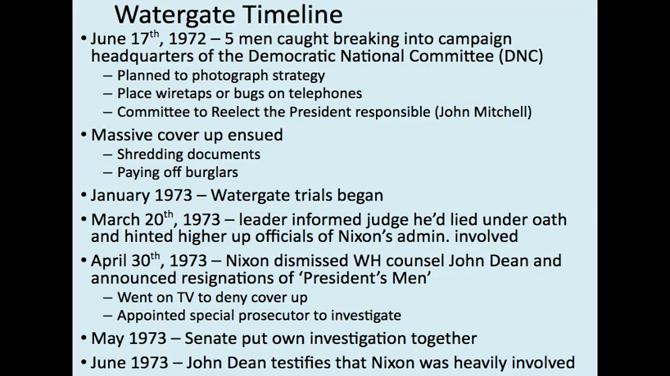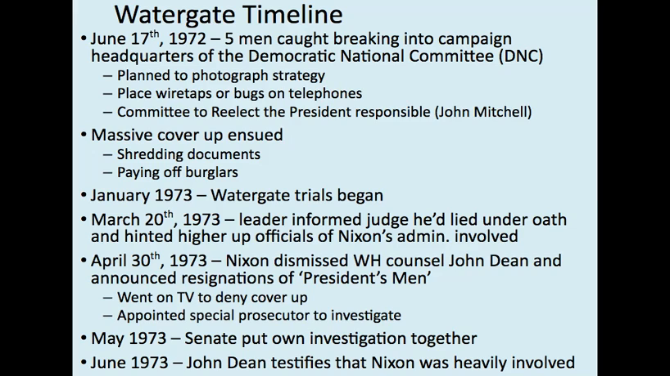It gets messy pretty fast through lots of legalese and lots of investigating. It comes out that there's been a lot of lying going on on the stand. March 20th, 1973, the leader of this little gang of 5 guys informs the judge that he lied under oath, right? He perjured himself in front of the court, saying that he didn't know who hired them and they didn't know why and so on and so forth. They lied and lied and lied.